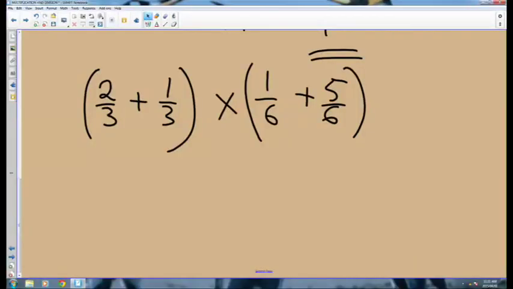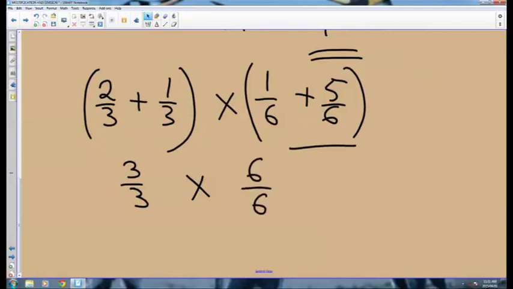So 2/3 plus 1/3 will be 3/3. Remember, when denominators are the same, we simply keep the denominator and then add the numerators. So 2 plus 1 is 3, divided by 3. And then simplify what is inside this bracket. 1/6 plus 5/6. We can see that this is a common denominator, so we keep the 6. And then 1 plus 5 is 6 divided by 6.